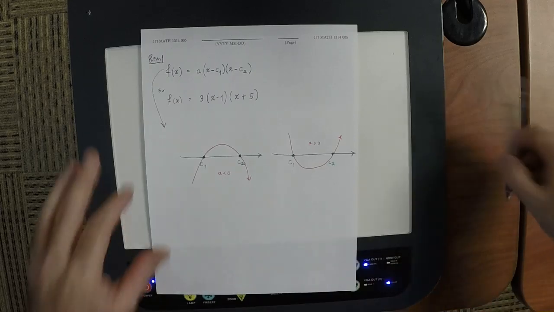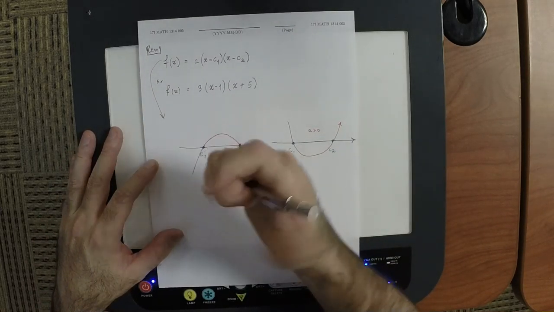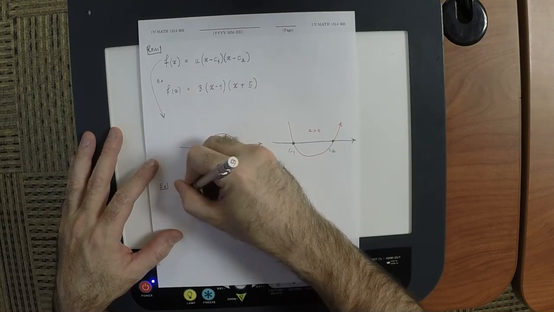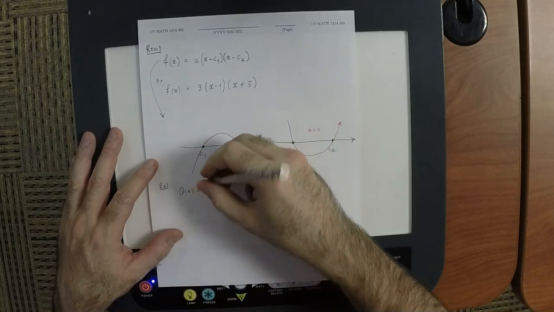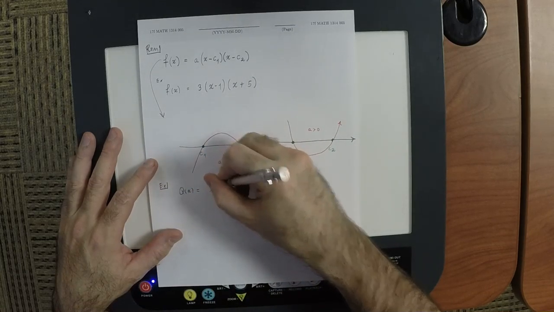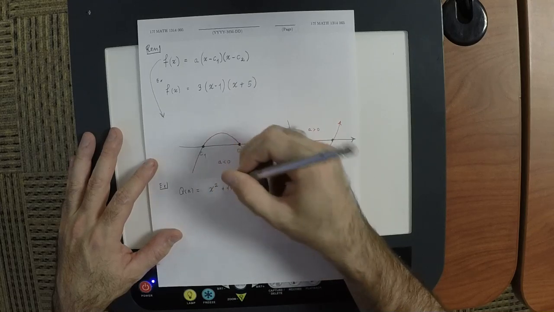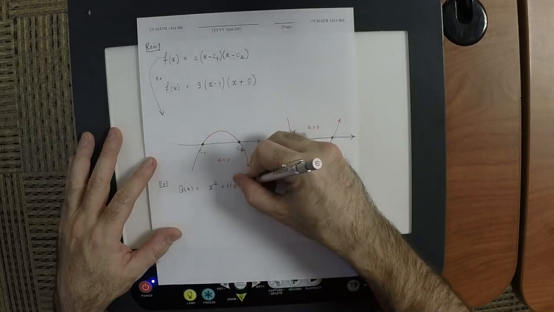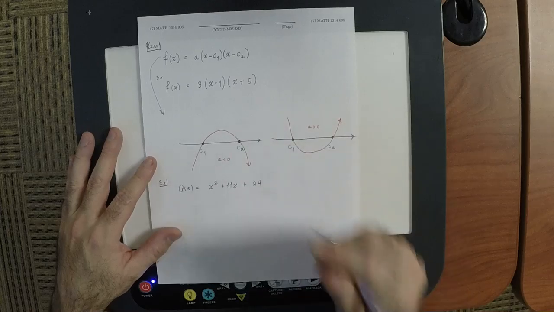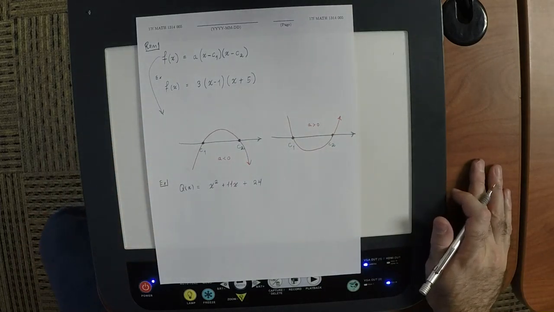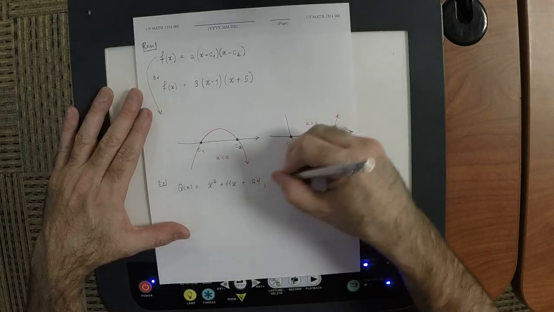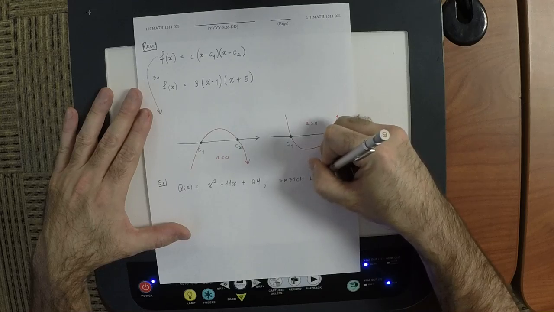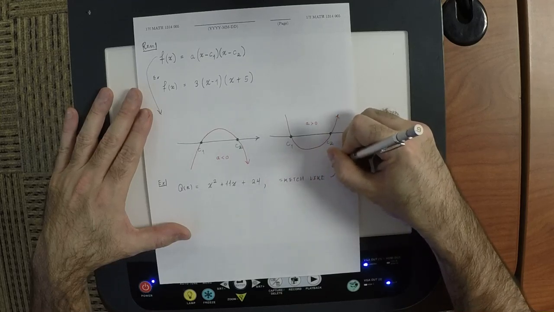Okay, so I can give you an example. I could say, okay, suppose that Q of x is, say, x squared plus 11x plus 24. And I could say, please provide a sketch that is like the sketch we just talked about.